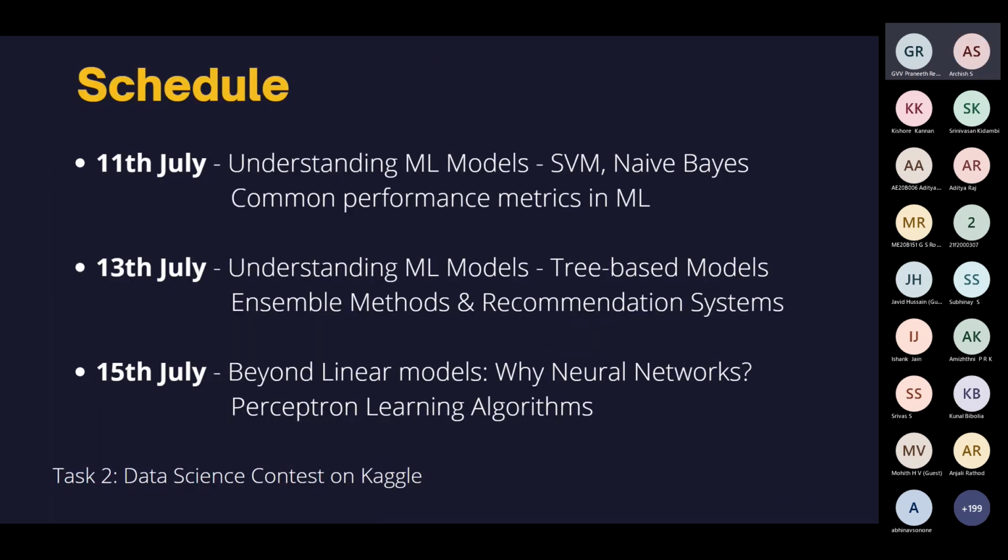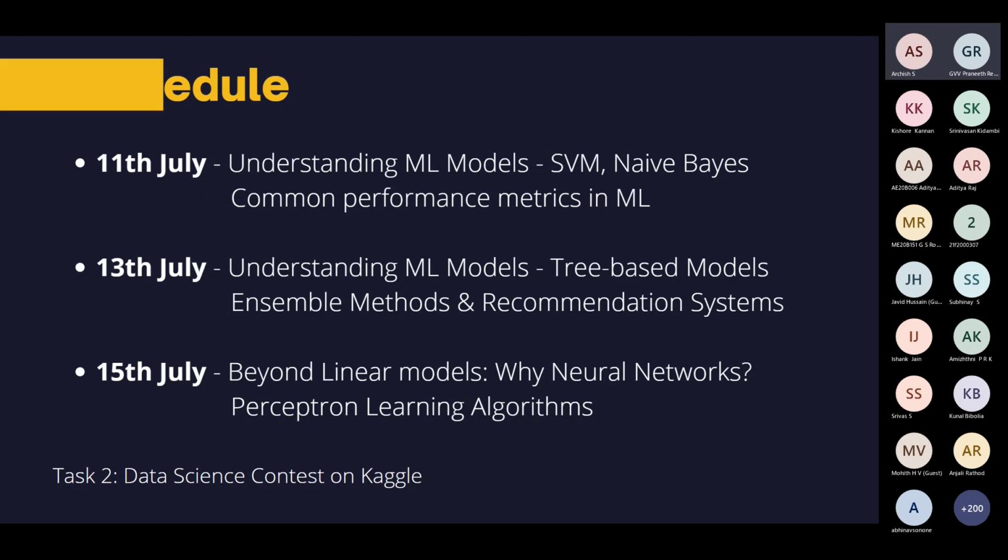Starting next week, we'll have understanding ML models, where we'll be discussing support vector machines, naive Bayes algorithms, some performance metrics, and also tree-based models, ensemble methods, and recommendation systems. Then on the next Friday, we'll start with deep learning, discussing the need for neural networks, and perceptron learning algorithms like McCulloch-Pitts neurons and other neurons. Following that, we'll have a data science contest posted on Kaggle, which you can do over the weekend and submit.